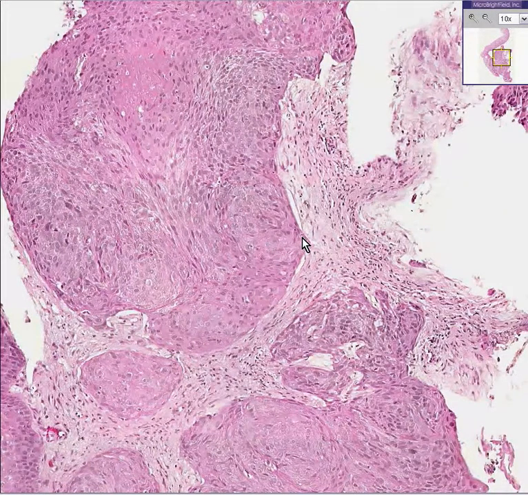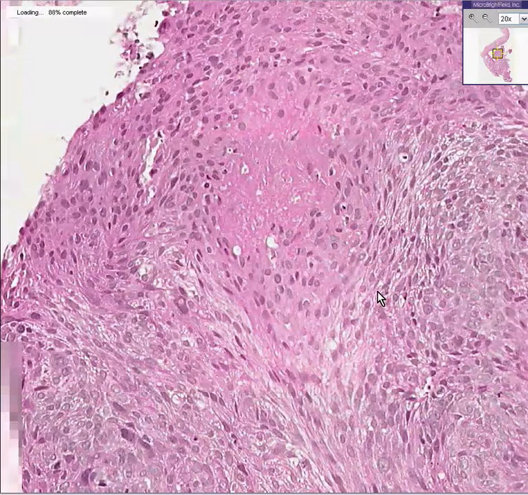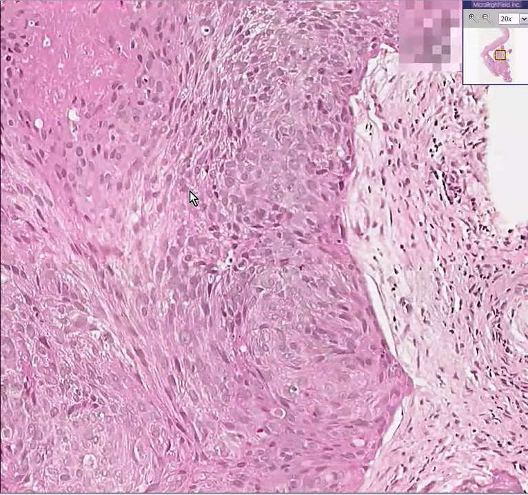So this is really a good example, for all the reasons we just discussed, of a very obvious infiltrating squamous cell carcinoma, infiltrating the connective tissue of the cervix.